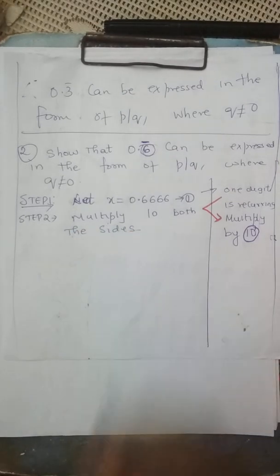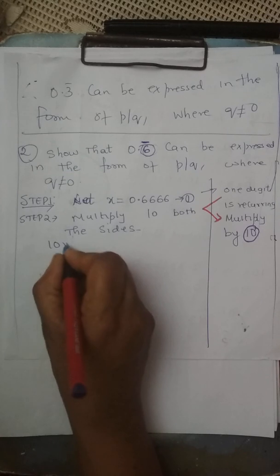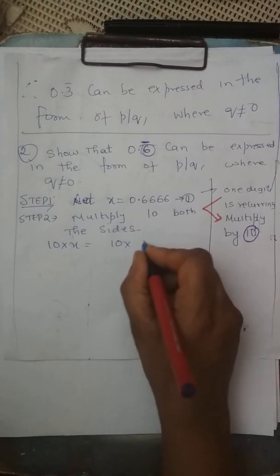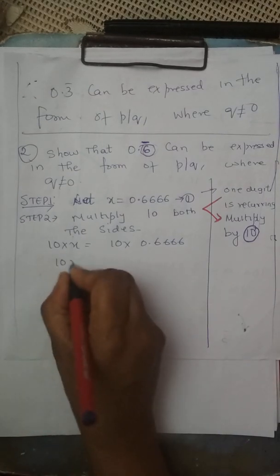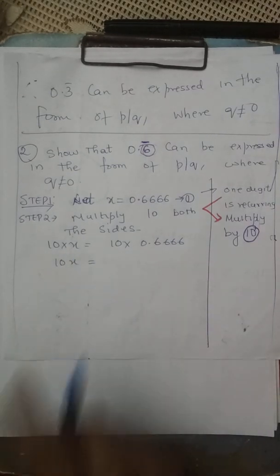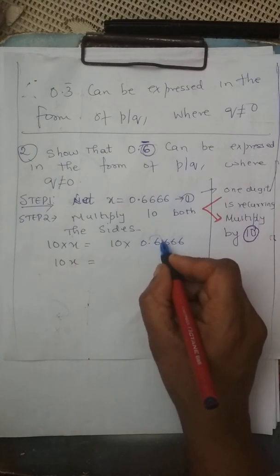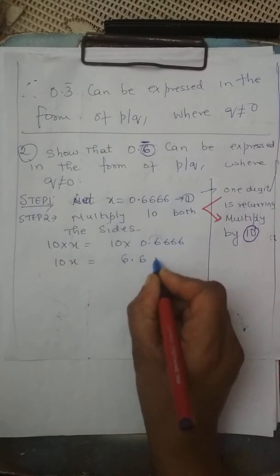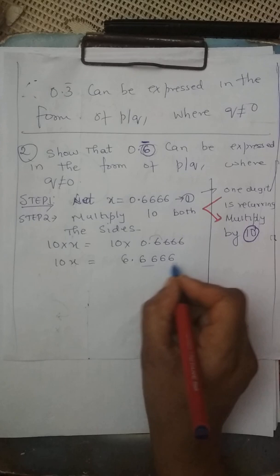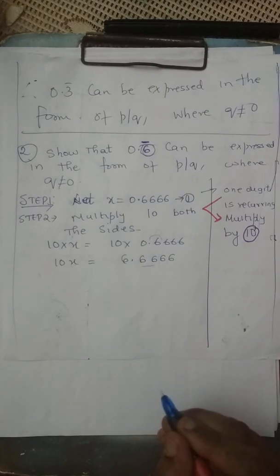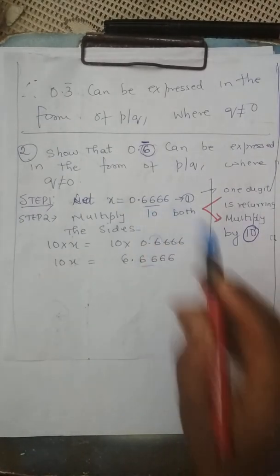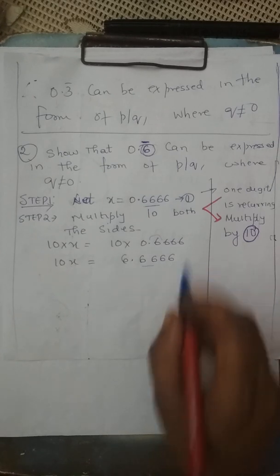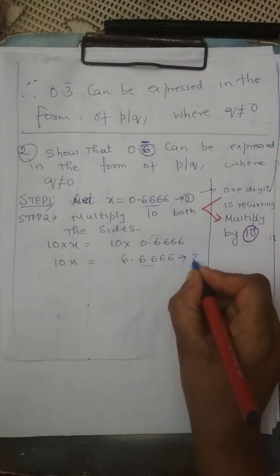Now, so 10 multiplied by x is equal to 10 multiplied by 0.6666. So 10 multiplied by x is 10x. So how many digits? 6.6666. I tell you increase it because it is gone on the other side. Okay. Now you can take 3. You can take 4. Okay, option is yours. So this is 2 now.